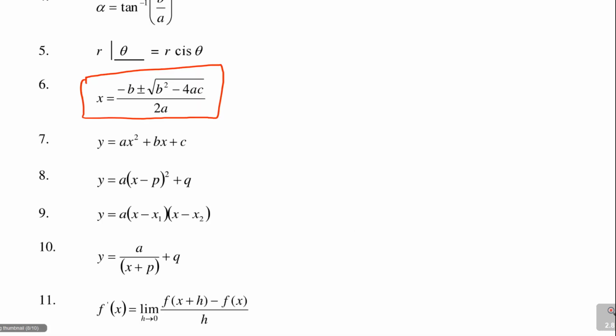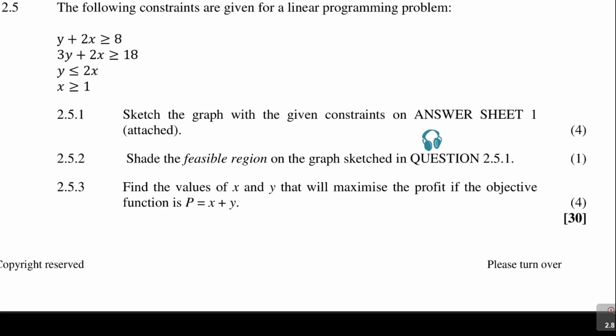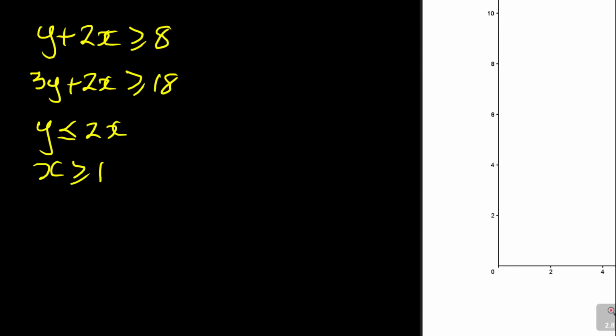Let's check again, verify a few things there. y is less than or equal to 2x. Then they say sketch and shade the feasible region on that. Let's look at that part. How do you quickly sketch this?